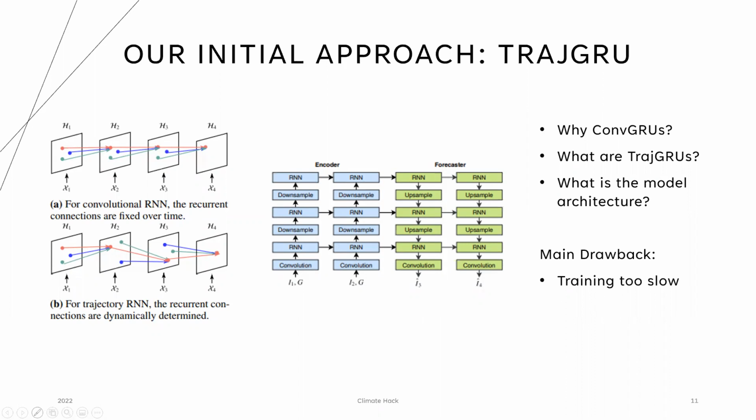Unfortunately, one of the main drawbacks is that the training was very slow for this model, so we didn't actually get to train this model to convergence for the competition. But in the future, we're going to look at maybe training this better and actually comparing it to our current model.